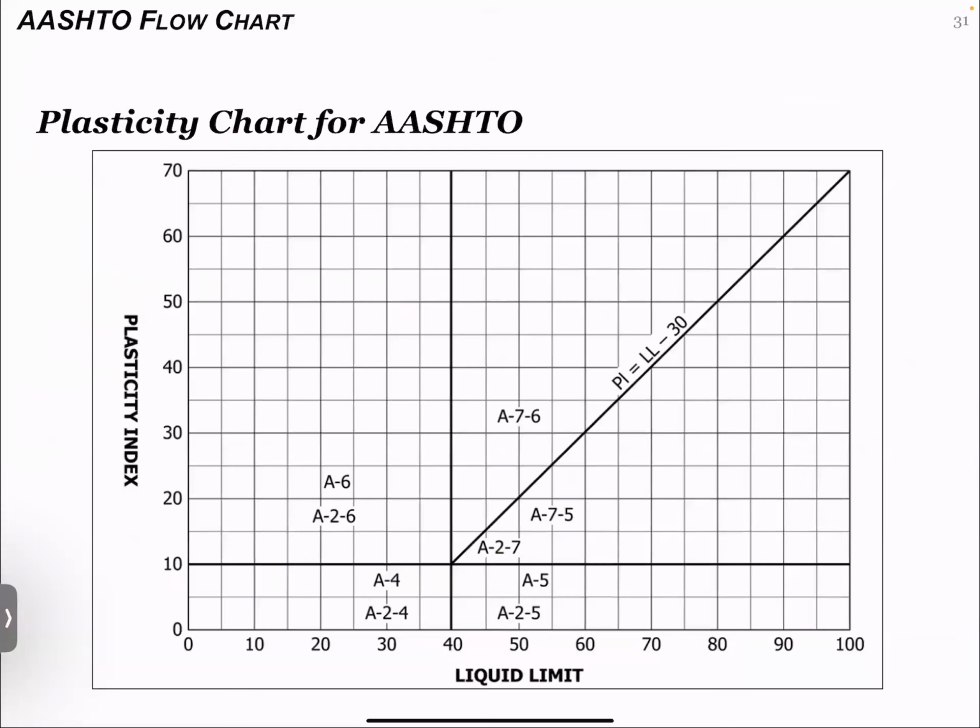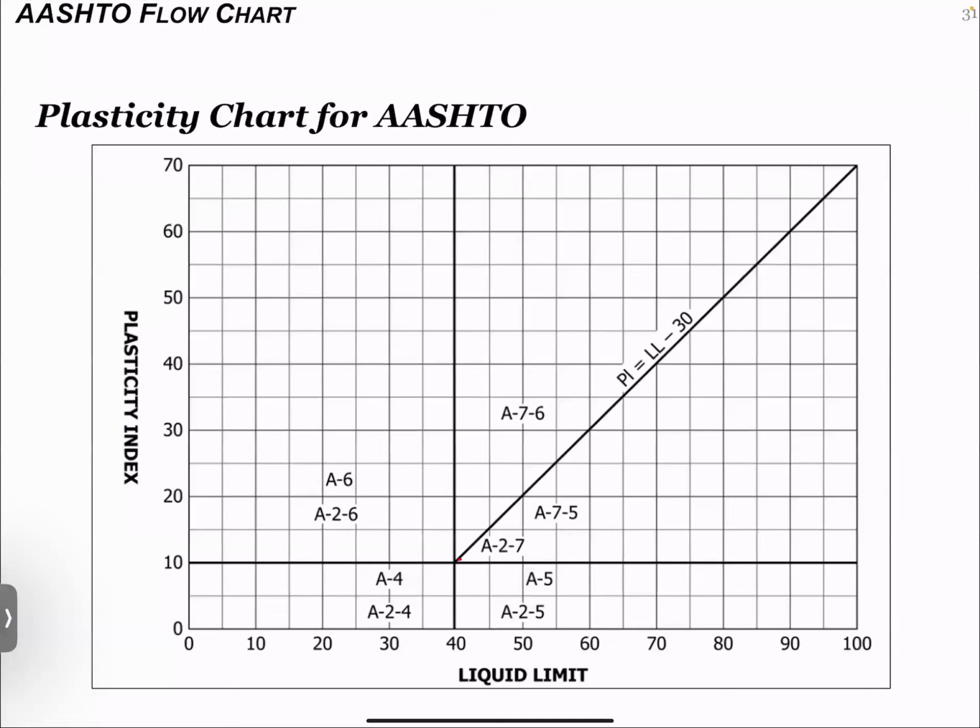All right, so this is the plasticity chart for AASHTO. It looks very similar, but again, that liquid limit is 40 right here and not 50. And then there is a line here of 10 plasticity index that distinguishes between a silty soil or a clay soil. So it's a little bit easier to read there. The only line that you have to worry about to distinguish A-7-5s and A-7-6s is this one right here. Everything else, it's just these different quadrants.